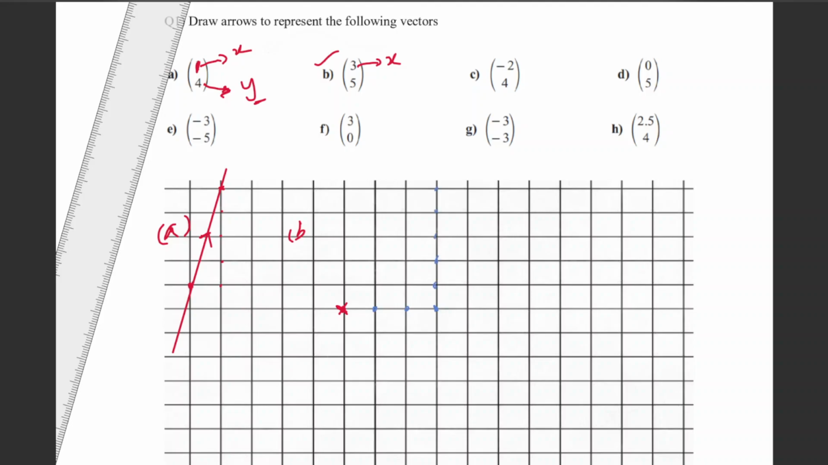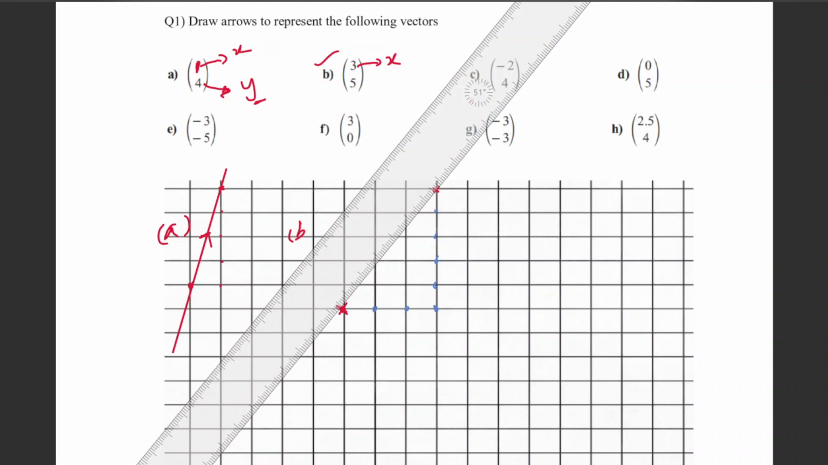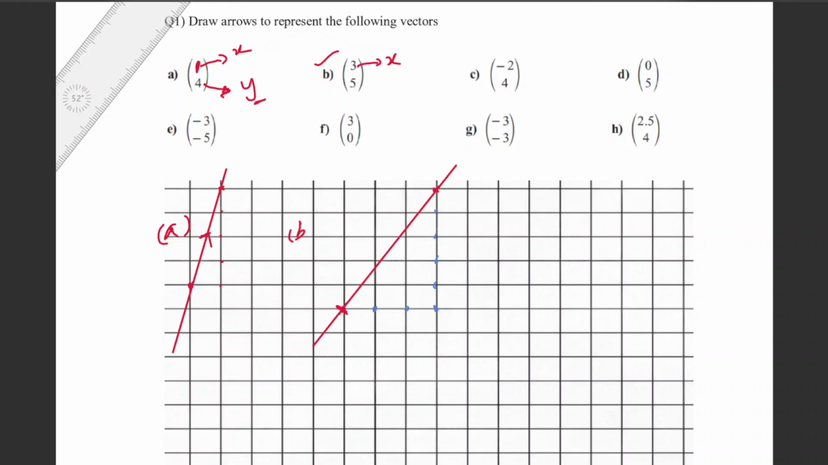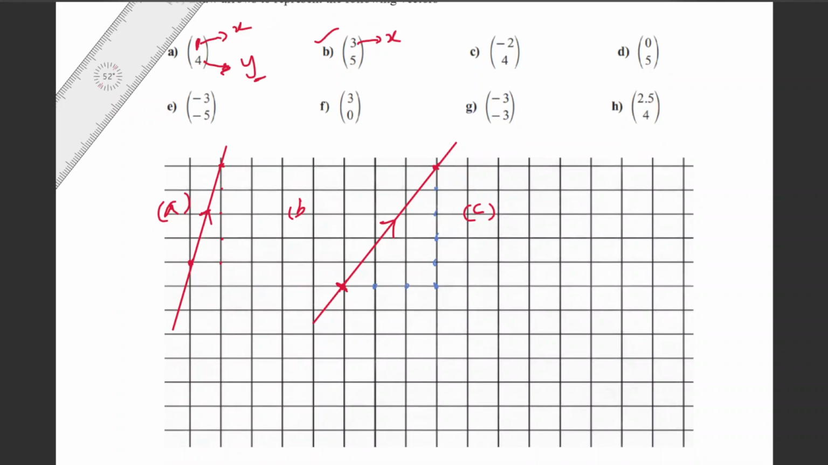So finally where did I reach? Here. So where is my vector now? Where I have to draw the line, I have to join these two points. So this is my vector (3, 5), and it has direction like this. Because I started from here and I am going towards the top, so this is the (3, 5) vector. Okay, so let us do the C part.